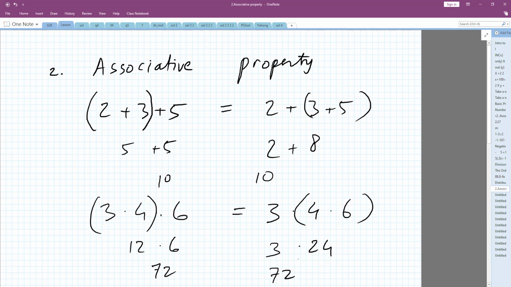So the associative property is true when you have the same operation throughout, like for example addition, or multiplication.